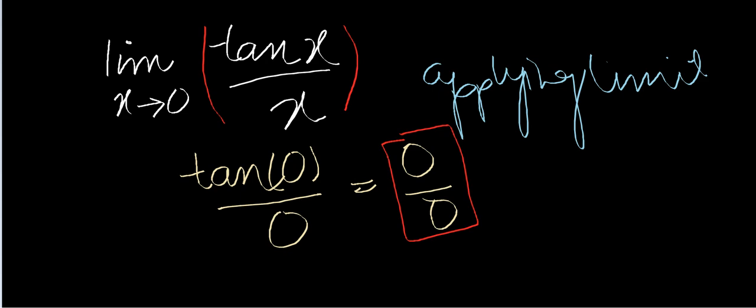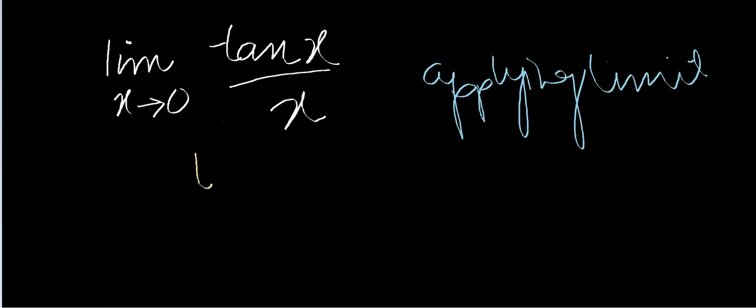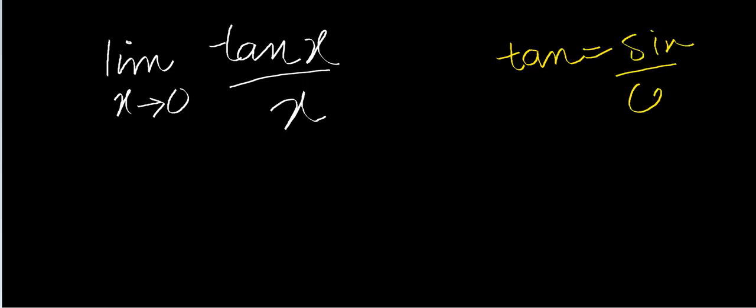And how to do this? Let's see. This is very easy. How can we do this? We all know that tan is equal to sine by cos. So replace the tan by sin x divided by cos x. We can replace this in the given function, so it will become like this.